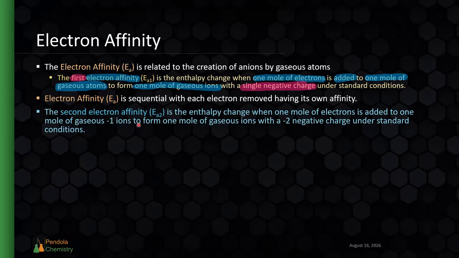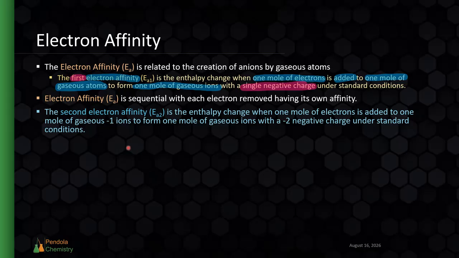If we wanted to look at the second electron affinity, the second electron affinity would just be the enthalpy change when 1 mole of electrons is added to 1 mole of gaseous -1 ions to form 1 mole of gaseous ions with a -2 charge under standard conditions. So definitions are very similar, but what changes is the charge of the final ions and whether we're adding these to atoms or an ion with already a charge. You have to keep this in mind.